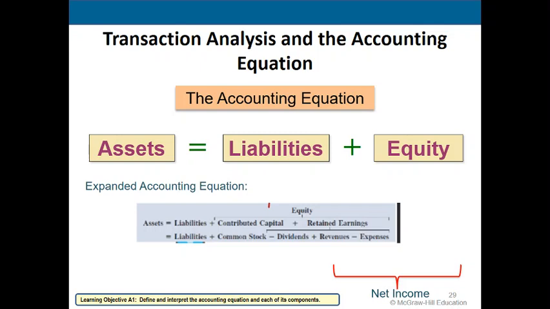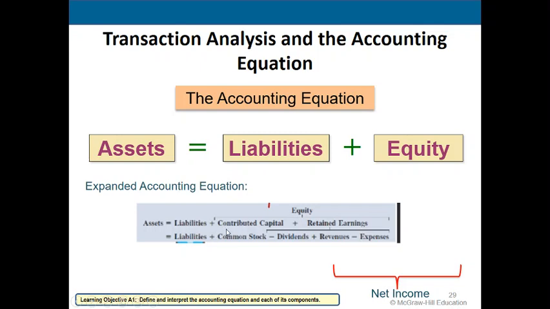Two other things either increase or decrease owner's equity. Revenues increase something called retained earnings, thus owner's equity. And expenses decrease owner's equity. All right. So bottom line is, you can break this up a couple of different ways.